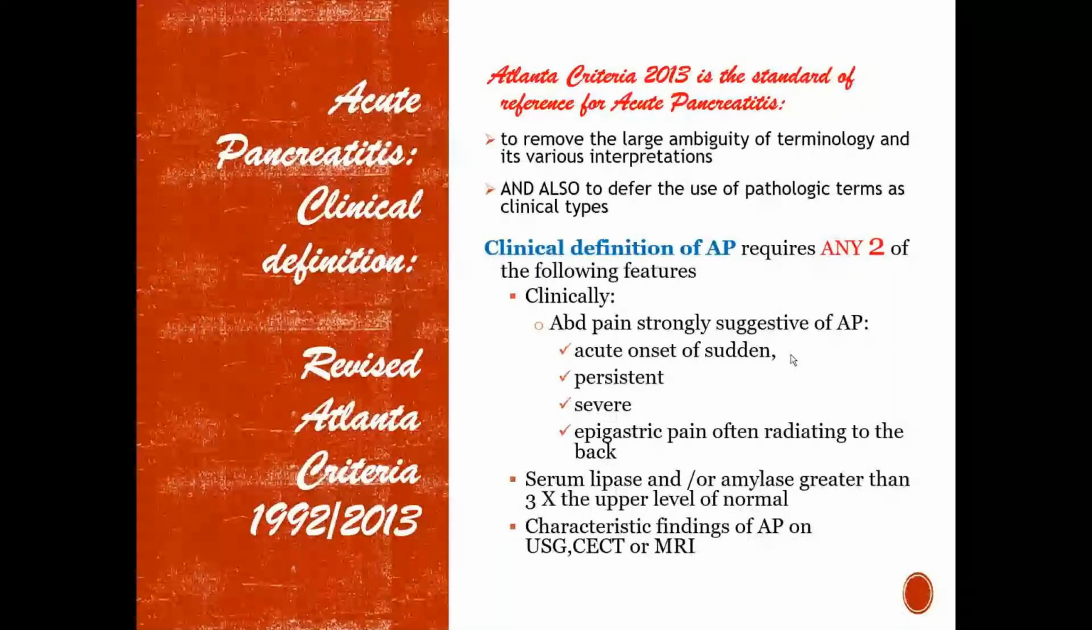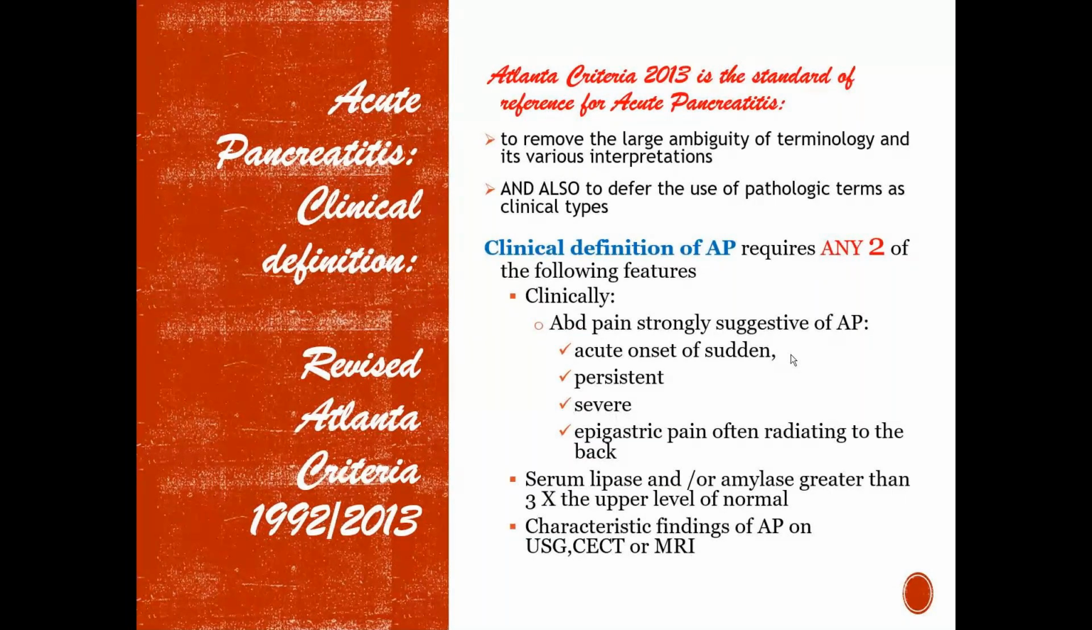Now, this Atlanta criteria of 2013 is the standard for reference, as I told you. Why was this standard required? Number one, to remove the large ambiguity of terminology and its various interpretations. Number two, to defer the use of pathological terms at clinical time. Initially, way back in the 1970s and 80s, it was acute hemorrhagic pancreatitis and acute edematous pancreatitis. These were supposed to be clinical terms. How can that be a clinical term? These are more like pathological terms interspersed with the clinical.